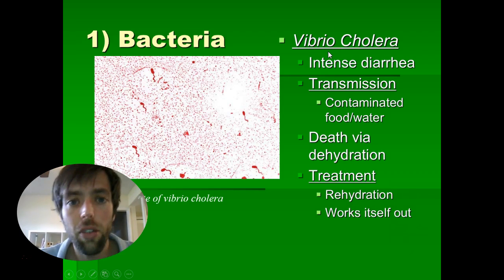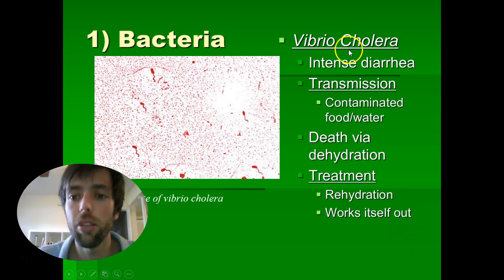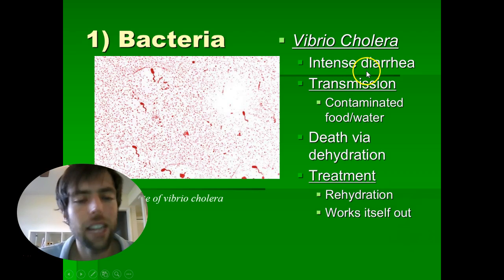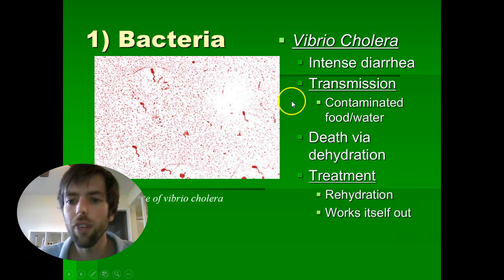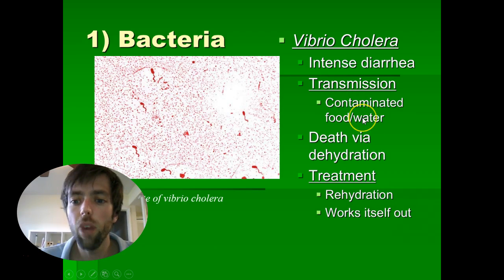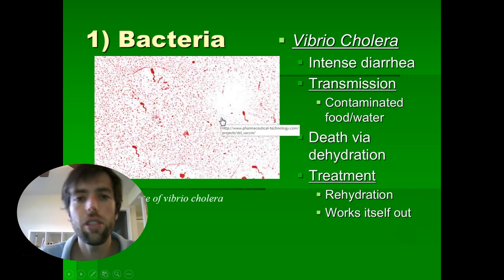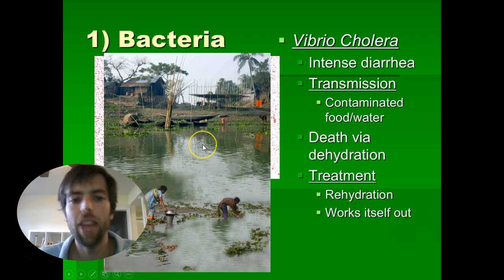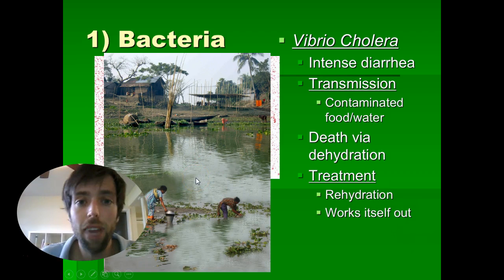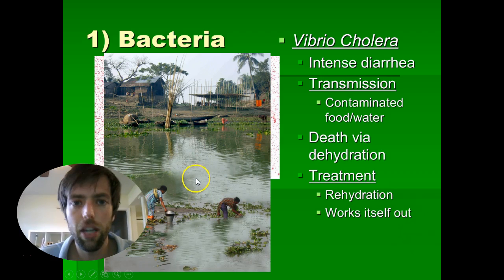Some of the best stories, though, I like to tell start with Vibrio cholera. Intense diarrhea is what these little critters cause inside of you. It comes from eating contaminated food and water, and generally not in the United States because we have pretty good sewage systems, but in other parts of the world where people might go to the bathroom and then downstream people drink from the same river that somebody upstream went to the bathroom in, they get Vibrio cholera inside them.